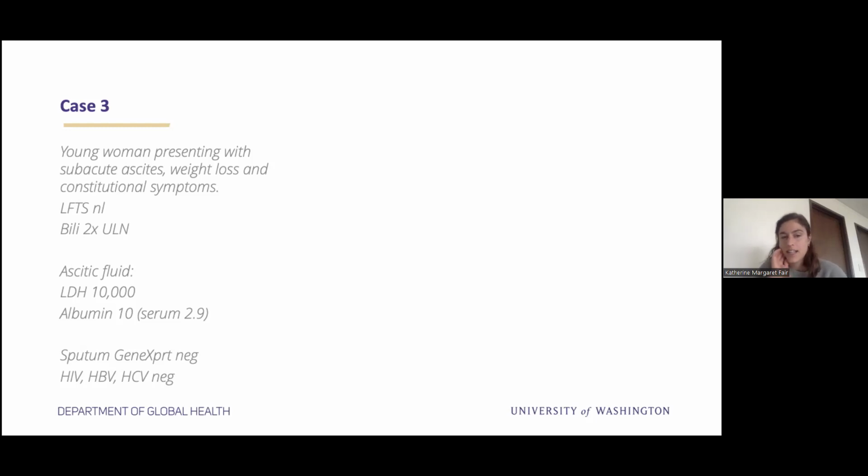You did go ahead and get the basic labs that are available, with her LFTs being normal, but her bilirubin was about 2 times the upper limit of normal. In-house available would be the sputum GeneXpert for TB, because of course you're thinking about constitutional symptoms and weight loss in a younger lady. Her HIV, HBV, and HCV were all negative. And then you're able to get a fluid tap. Those studies are sometimes done outside the hospital. In this case, it was just an LDH and albumin run on the fluid, but it's pretty abnormal. This ends up being low SAAG ascites with a high LDH.